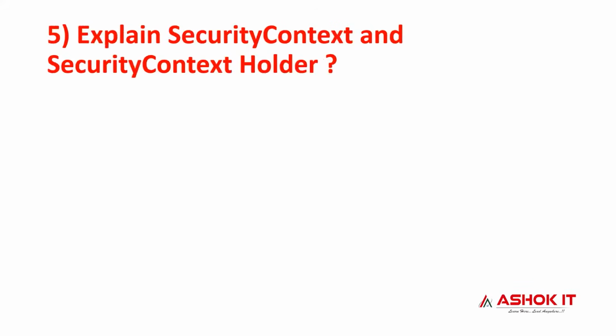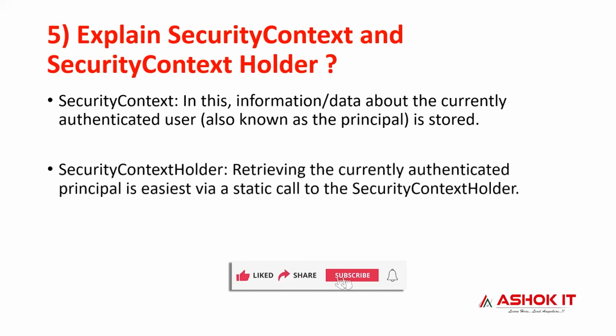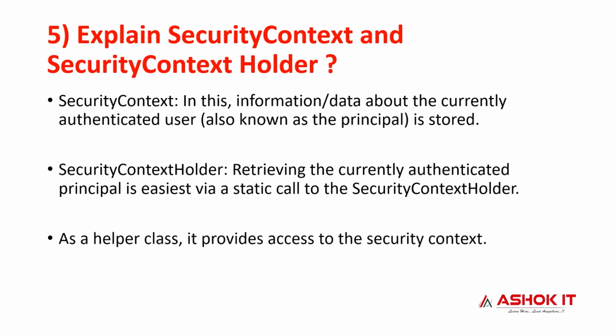Explain Spring Security context and security context holder. Spring Security context will hold the current user details. It holds an Authentication object, which is a subtype of the Principal interface. So who is the current user? What are his roles? Everything will be stored in the context. To retrieve the context, we can't directly access the context object. To retrieve it, we use SecurityContextHolder with a static call. SecurityContextHolder is also called a helper class that is used to access the security context object.